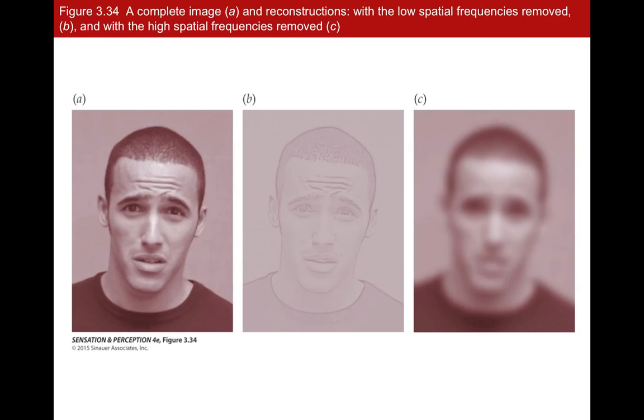Just look for a sec at this complete image in A, and then you can see reconstructions of it. If you remove low spatial frequencies, you see what you'd see in B, so only high spatial frequencies. And if you remove high spatial frequencies in C, then it looks quite blurry. You only have the low spatial frequency image. So the idea is that you have these ensembles of neurons that compute all of that information together.